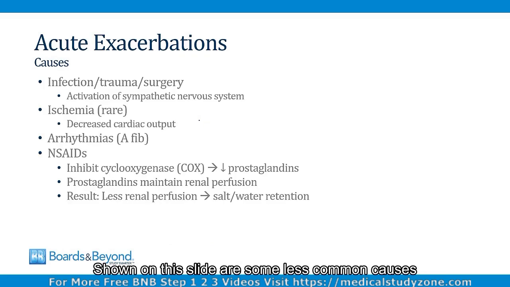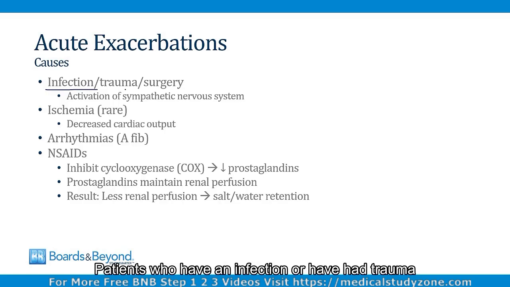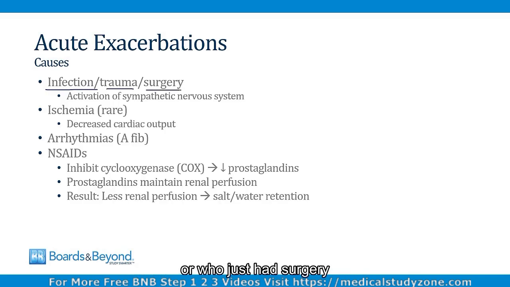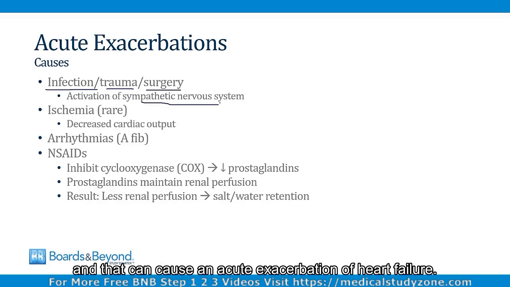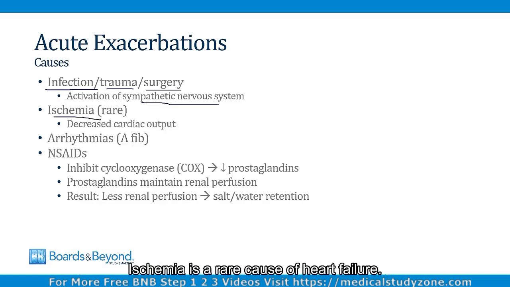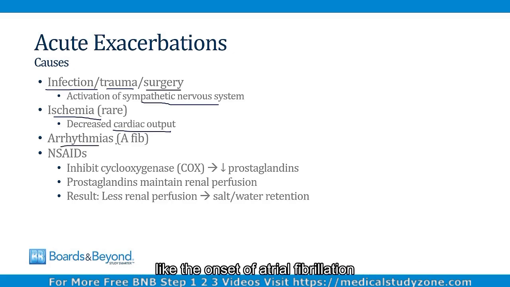Shown on this slide are some less common causes of acute exacerbations. Patients who have an infection or who've had trauma or who just had surgery have activation of the sympathetic nervous system, and this leads to retention of sodium and water, and that can cause an acute exacerbation of heart failure. Ischemia is a rare cause of heart failure. If you have a myocardial infarction, this can lower your cardiac output, and that can lead to heart failure. Patients with heart failure who develop an arrhythmia, like the onset of atrial fibrillation, can go into heart failure.